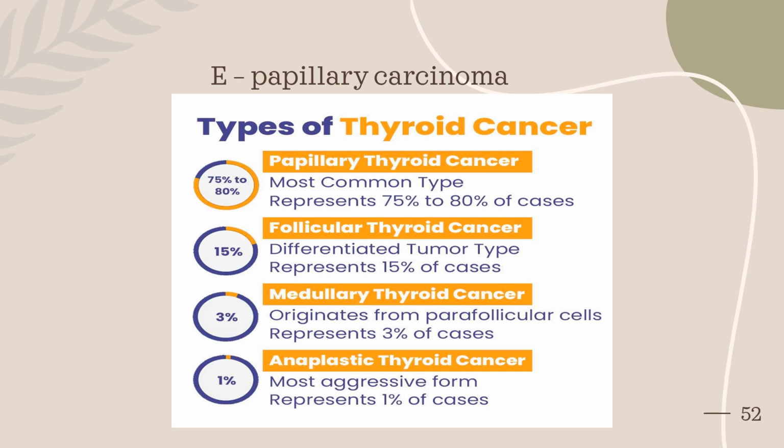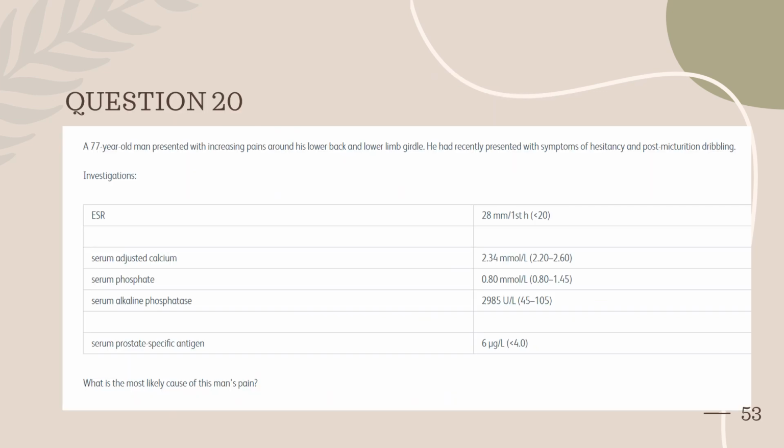That is another favorite question, MEN2. Even in the August exam which I had sat, they had asked about MEN2, which of the thyroid cancers do you look for? It's medullary. Anaplastic has a very grave prognosis. It's the most aggressive form, but it represents only 1% of cases.